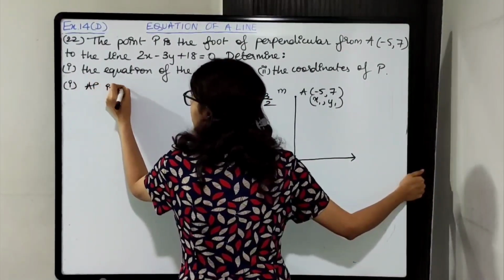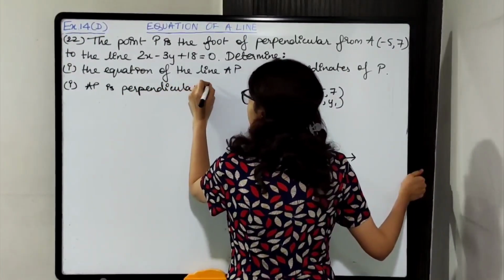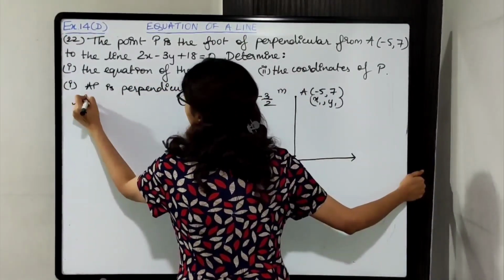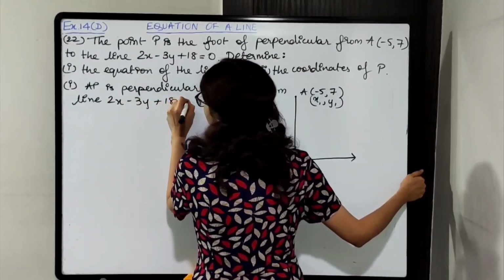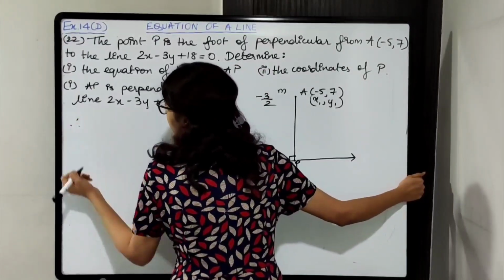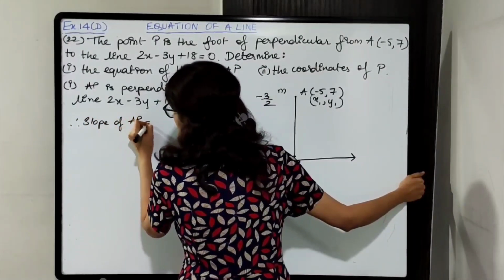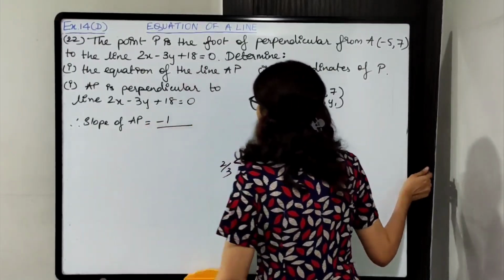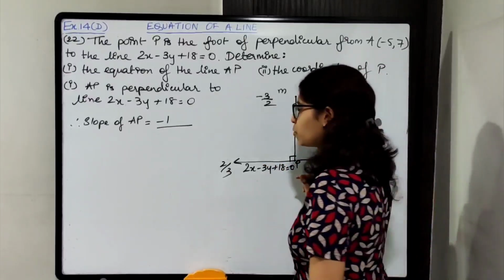AP is perpendicular to the line 2x minus 3y plus 18 equal to 0. Therefore, the slope of AP is the negative reciprocal of 2/3. Okay, the negative reciprocal of the slope of this line will be the slope of AP.